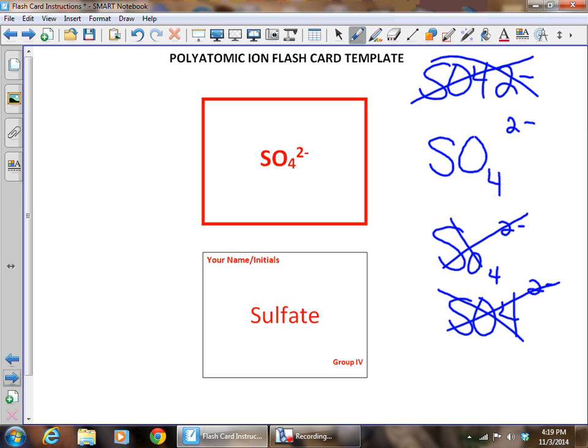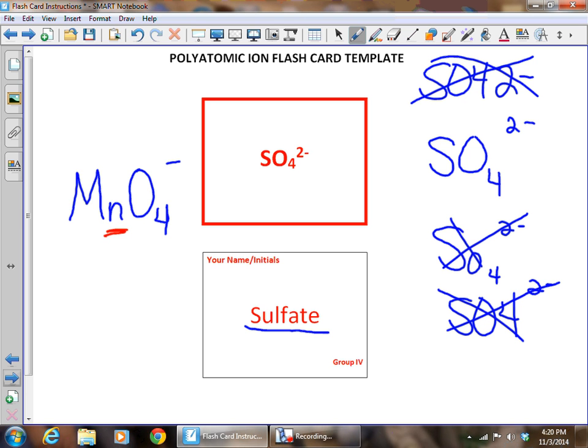There are a few that have lower cases. Take, for instance, permanganate, MnO4 minus. Notice that I want a clear lowercase for that n. It's a negative charge. The M and the O are capitalized. 4 is a subscript. The negative is superscript. Be sure you're doing that very carefully when you write these cards so that you won't make mistakes on the test. Now the other side of the card is going to have the name of the ion.